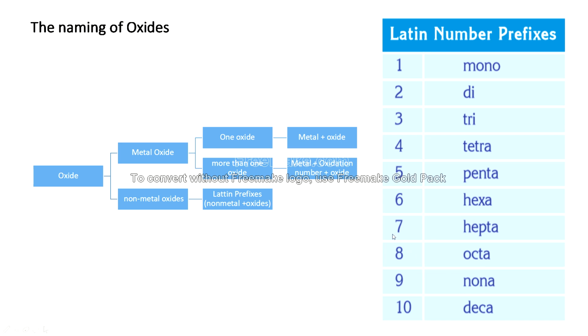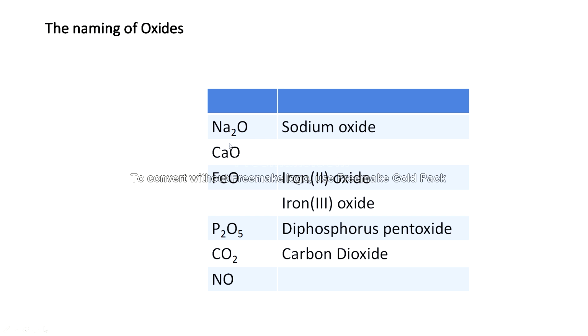Okay, let's try to do this exercise very quickly. Let me get my pen. Let me also change the color. Okay, let me use this one.